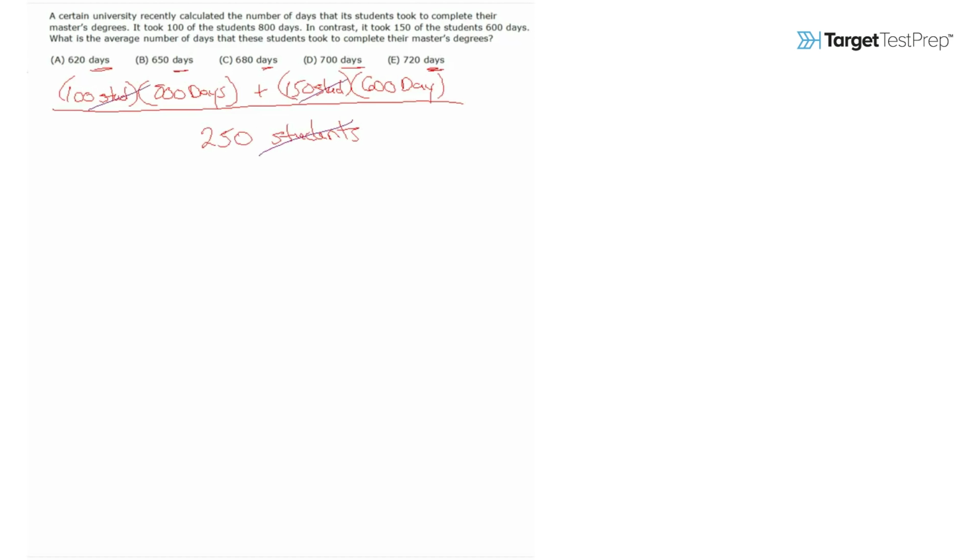Notice we're ultimately left with just days. So if we do the math here, we have 100 times 800. That's going to give us an 8 with 4 zeros, so that's 80,000. Plus what we have is 90,000 for the 150 times 600 days. And we're going to divide by 250. If we're doing this all the way out, we say 170.